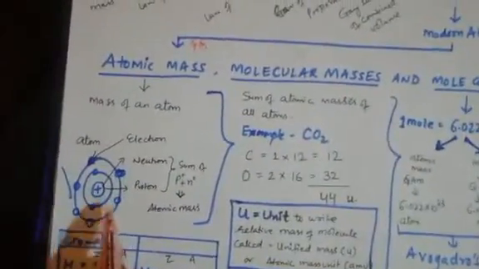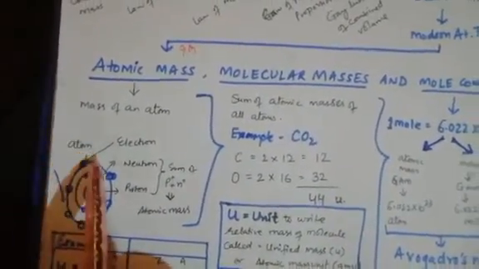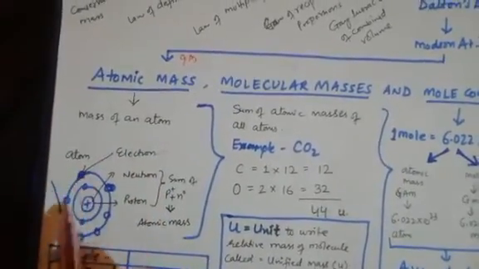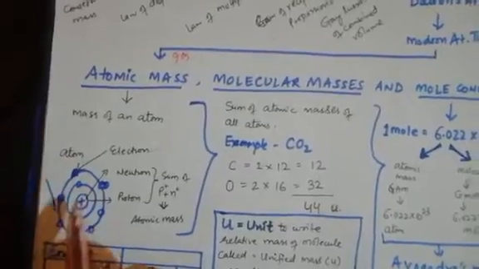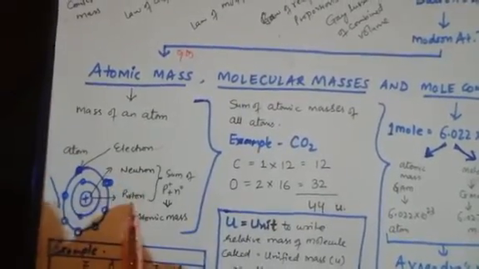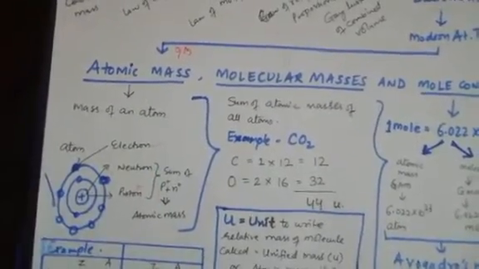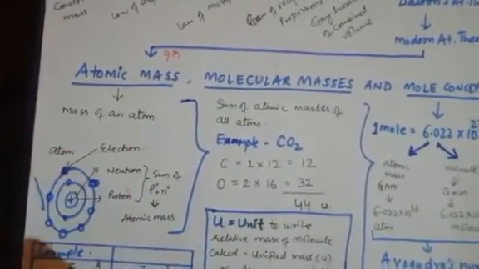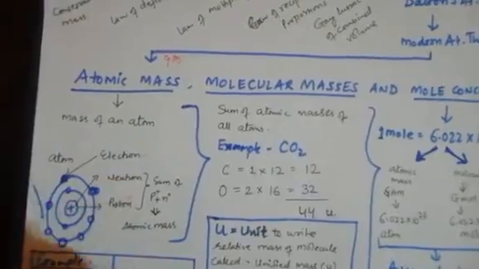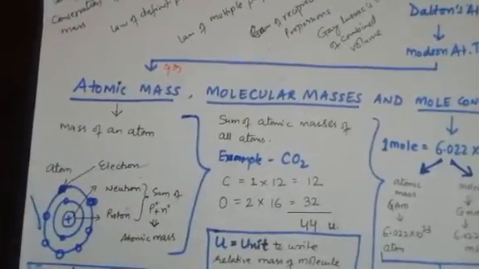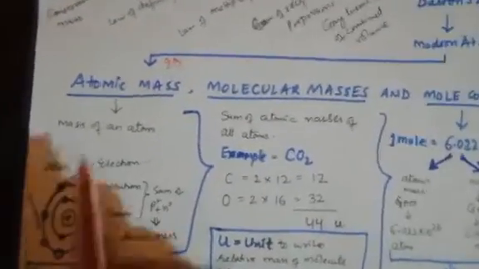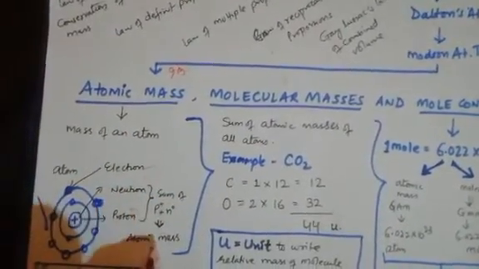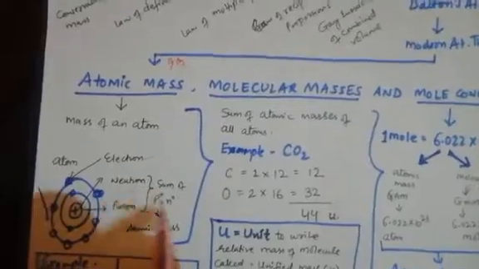Atom is not the smallest, it has subparticles: electron, proton and neutron. Electron is negatively charged and revolves around the nucleus, and the nucleus comprises neutrons and protons. Proton is positively charged, neutron has no charge, okay? The number of protons and electrons is always equal. The number of neutrons can change. So how can we define atomic mass? Basically, atomic mass is the sum of protons and neutrons in a nucleus. Sum of protons and neutrons in a nucleus.